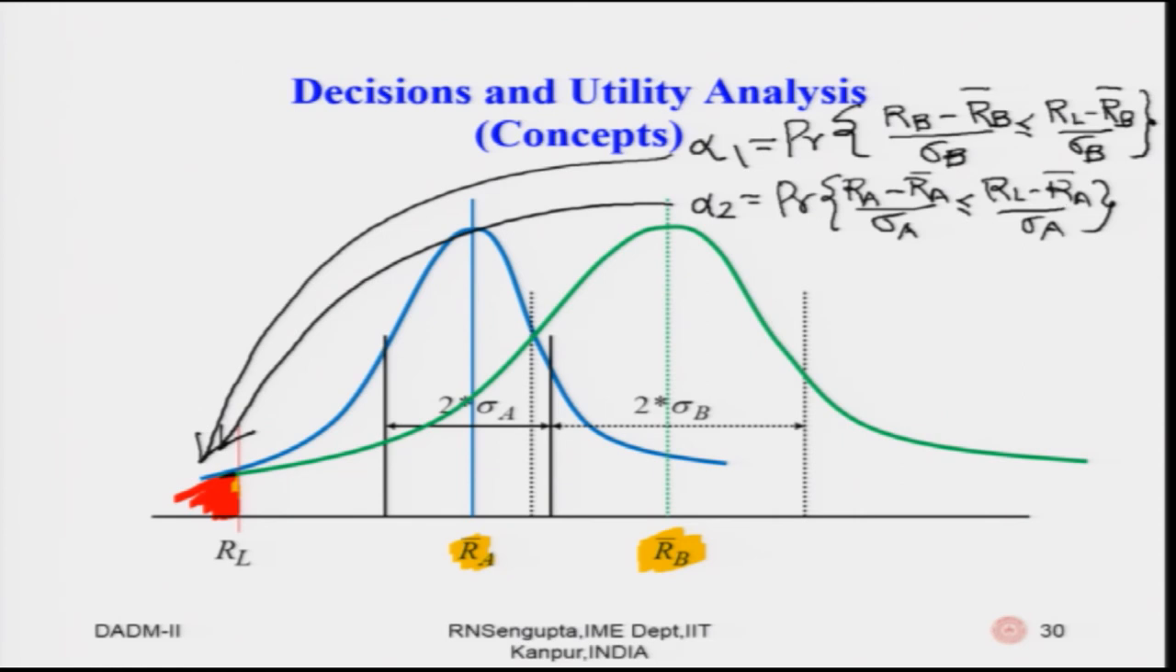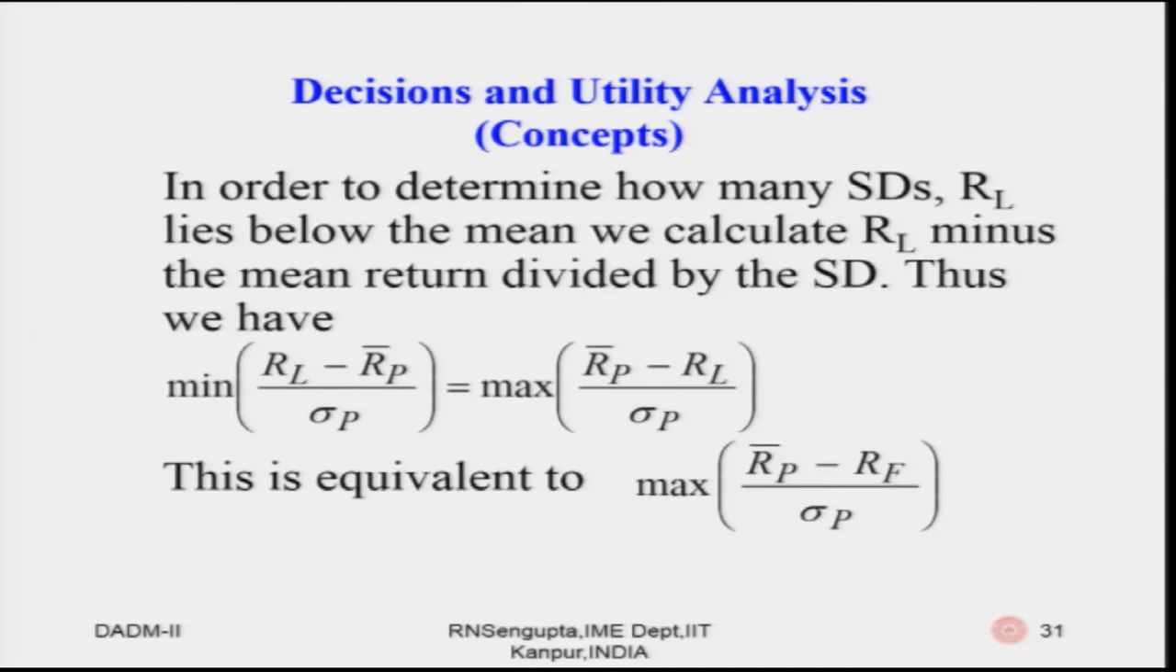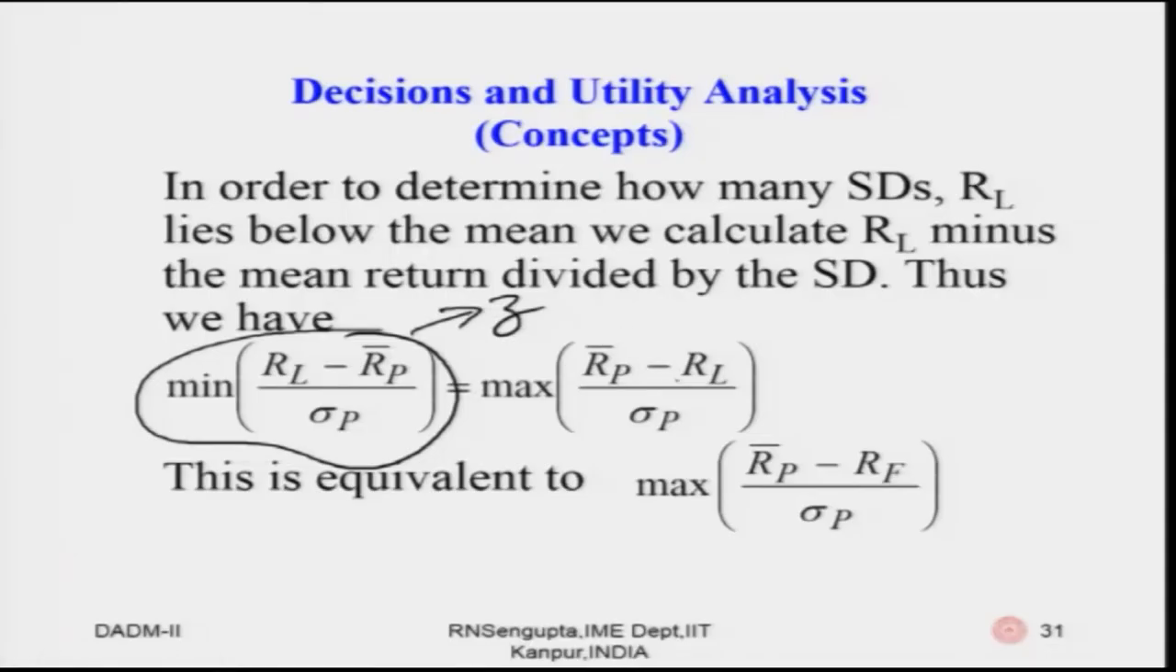So, you just use the standard normal. Now, in order to determine how many standard deviations RL lies below the mean, we calculate RL minus the mean returns, which we have done on the left hand side if you remember. What you find out is the small z. So, minimizing RL minus RP by sigma P is the same as putting in the negative values, and then in place of the minimum you get the maximum. So, this will be the maximum of R P bar minus RL divided by sigma P. So, the optimization problem, if you want to solve it, remains the same.